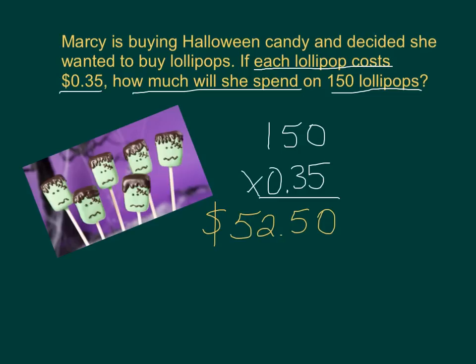If we go back to our original question, we have Marcy is buying Halloween candy and decided she wanted to buy lollipops. If each lollipop costs 35 cents, how much will she spend on 150 lollipops? When we multiplied, we got that she will spend $52.50 on the 150 lollipops that she's going to buy.